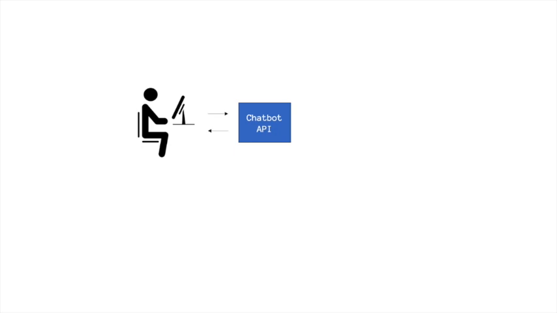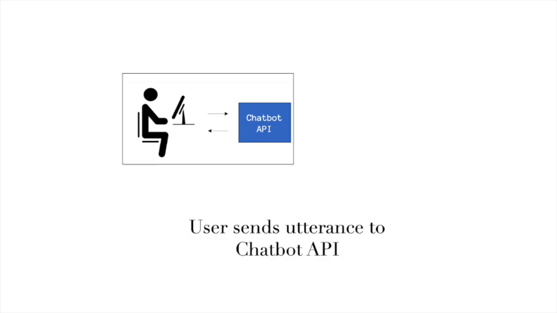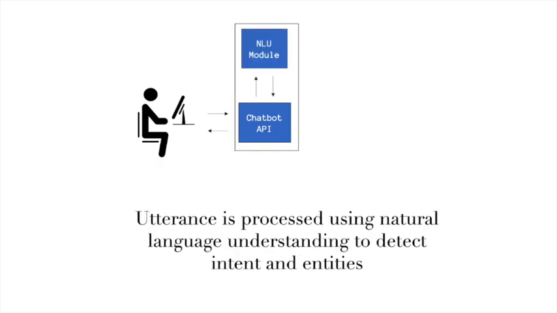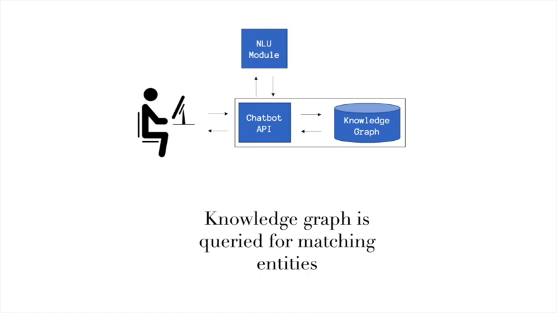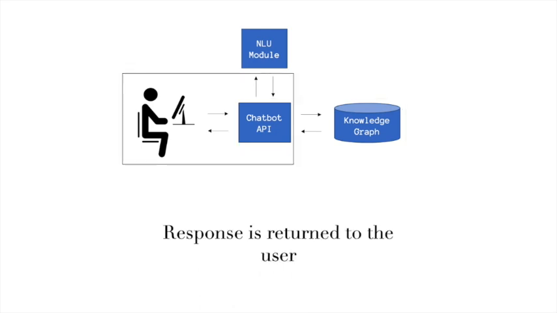Every interaction with our chatbot follows this flow. A user says something, and that gets passed to our chatbot API. First, the chatbot passes the utterance to a natural language understanding module. Next, we query the knowledge graph and determine if we are able to fulfill the intent of the user. Finally, we return the response to the user.